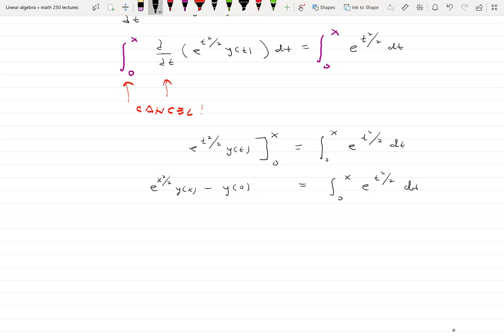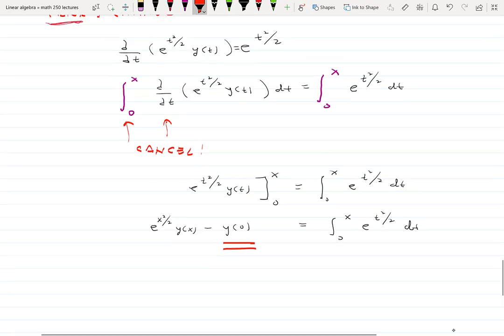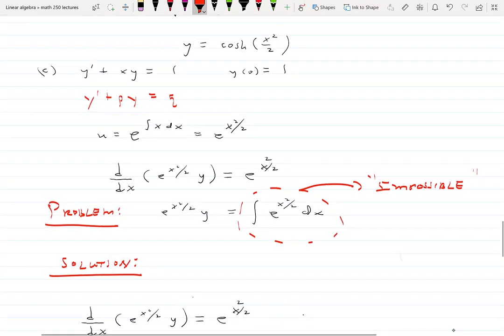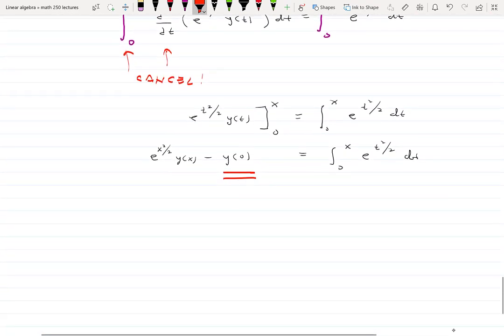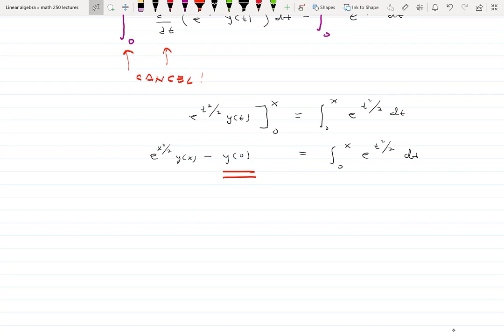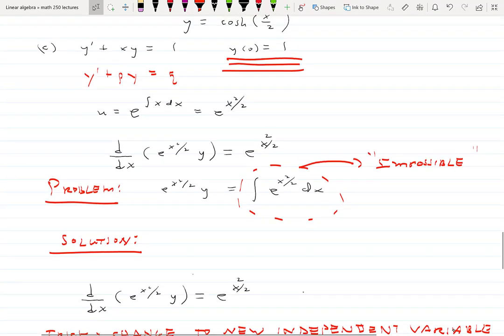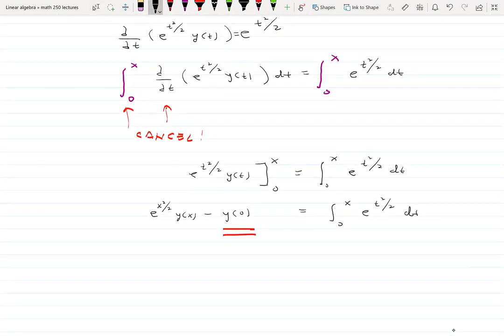Now, why did I choose to integrate from 0 to x instead of from 5 to x? Well, look at what we have in our final solution so far. We have y of 0, and this is an initial value problem where we were given y of 0. That's why I chose to integrate between 0 and x. I integrated from 0 because I'm given y of 0. I integrated to x because our solution needs to be in terms of the x variable. And y of 0 is 1. I can't remember. Yeah, 1. Okay, so let's do that and finish up this solution. So e to the x squared over 2 times y of x minus 1 equals the integral from 0 to x of e to the t squared over 2 dt.